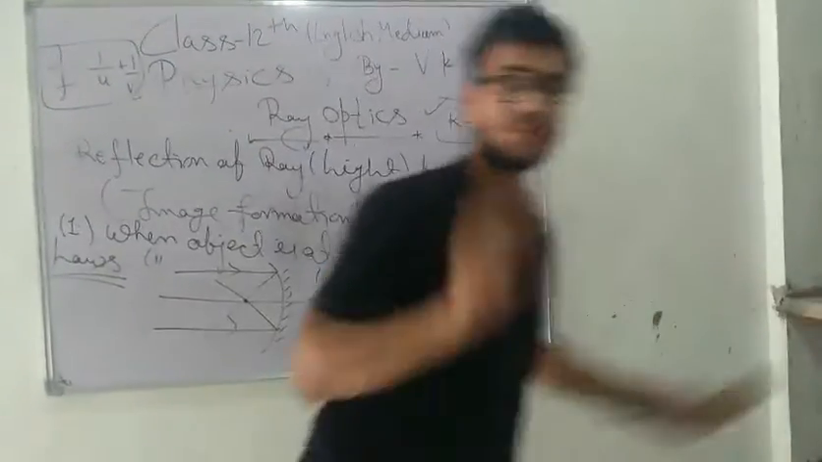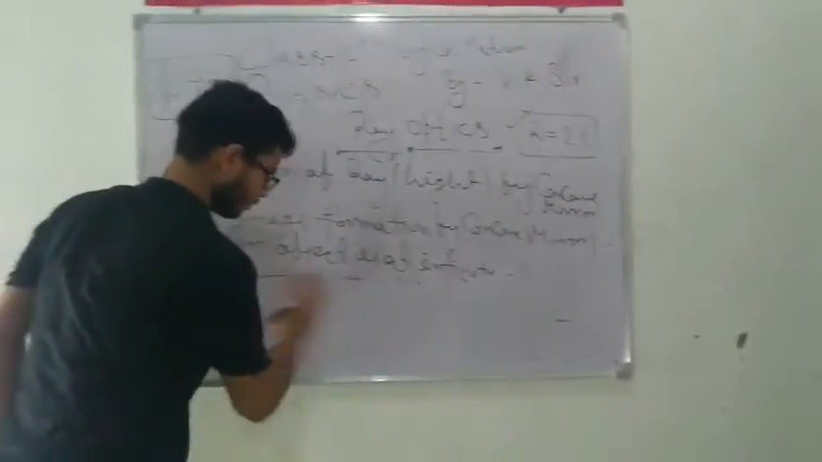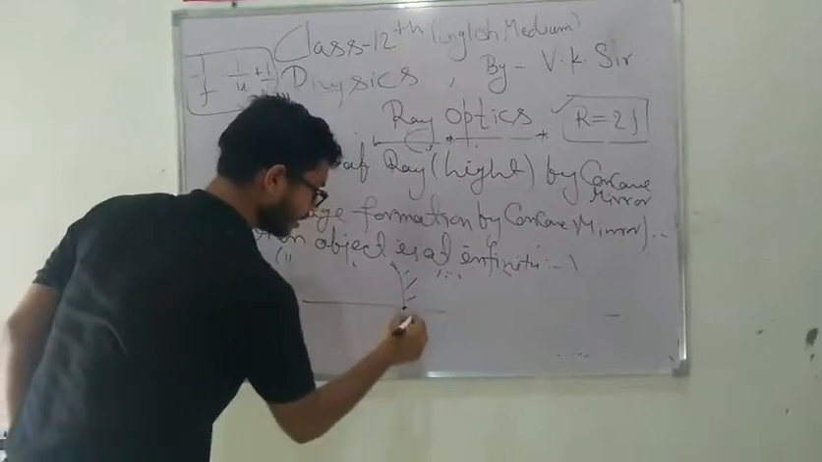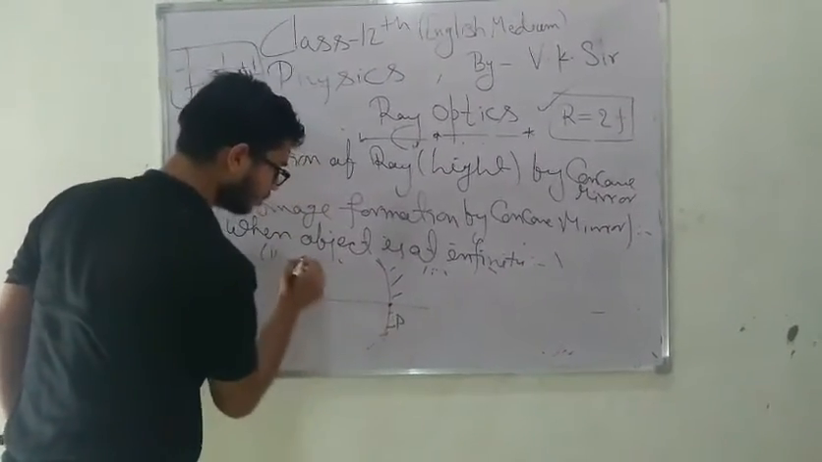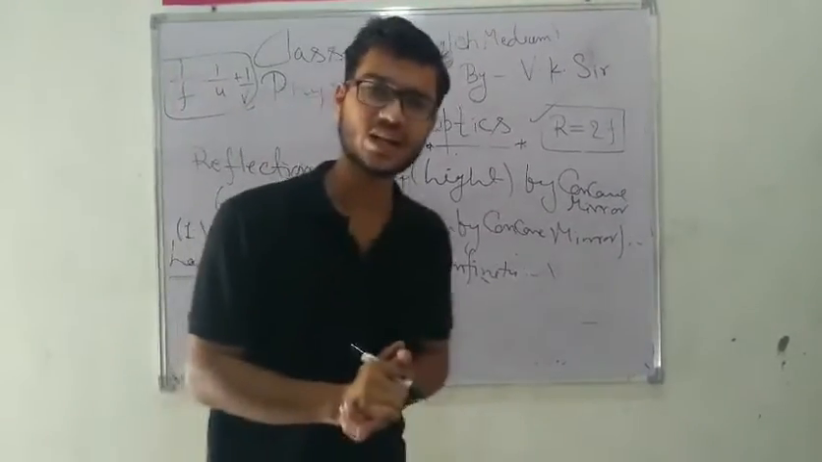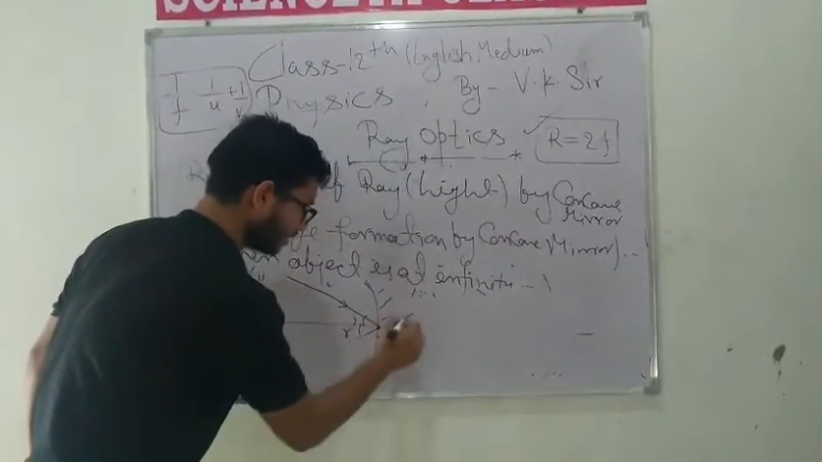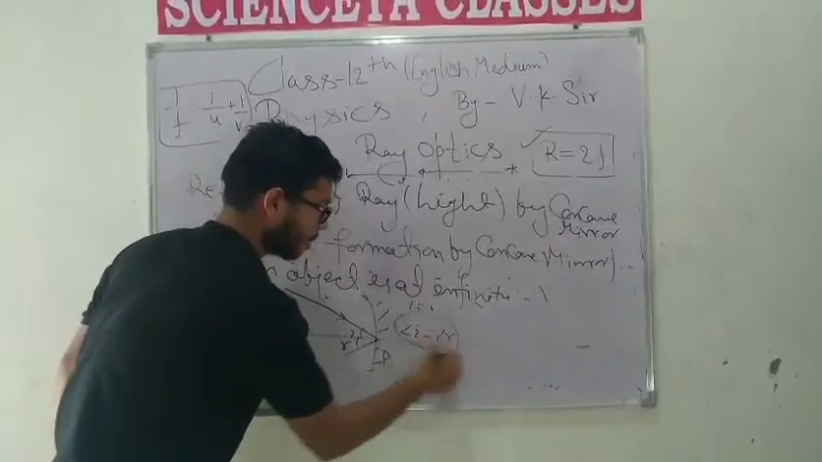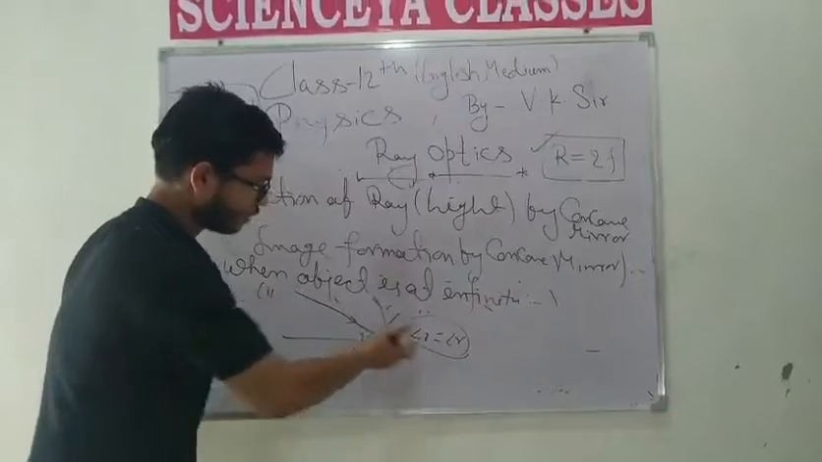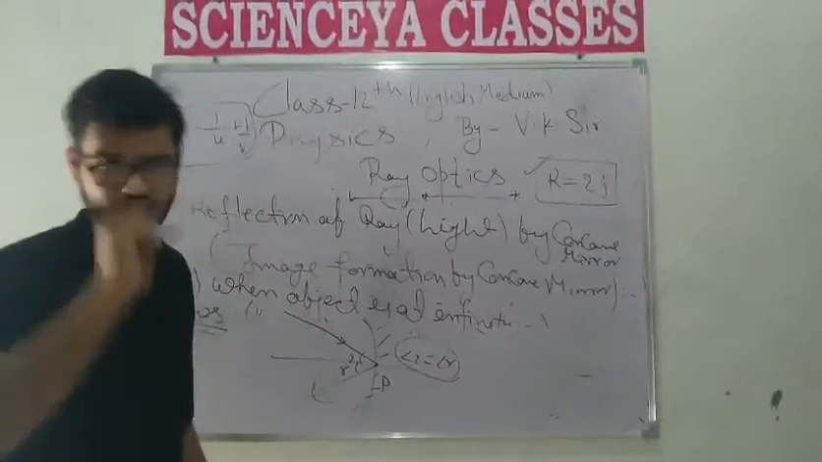And the third law is that the rays that are incident on the pole, after reflection, reflect. This is the incident angle I and this is the reflecting angle R. They reflect by the same angle by the laws of reflection. Okay student, this is the normal on the surface, of the incident ray, normal and reflected ray. This is the third law.